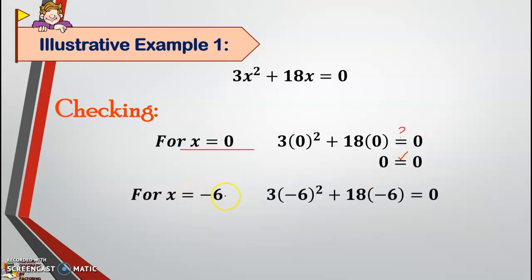For the other value, which is negative 6, let's substitute: 3 times negative 6 squared plus 18 times negative 6 equal to 0. Is it a solution? Let's check. Negative 6 squared, that's 36 times 3, basically that's 108. And then 18 times negative 6, that's negative 108. You can check on that using your calculator if you have one. So basically it will just give us 0. So which means that the two are the solutions, right?